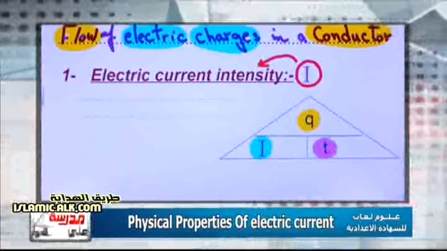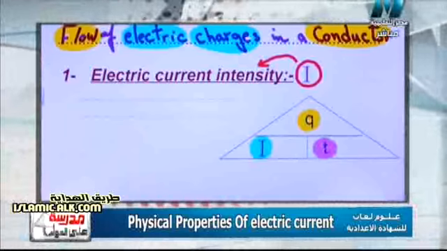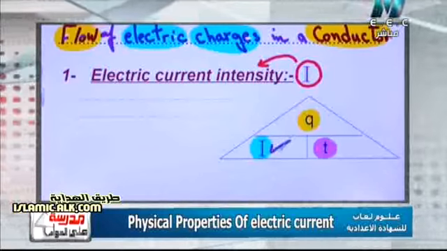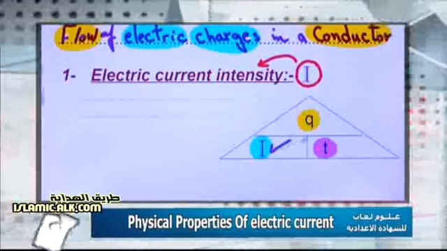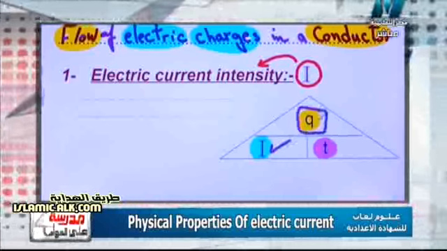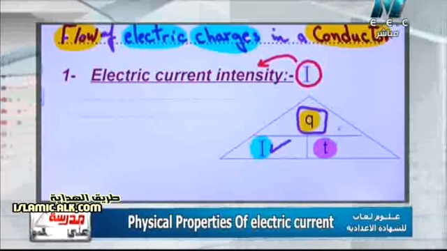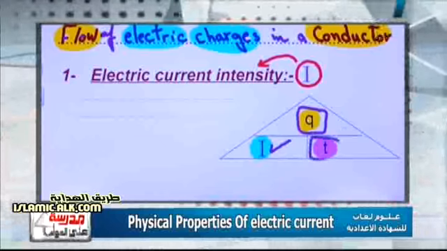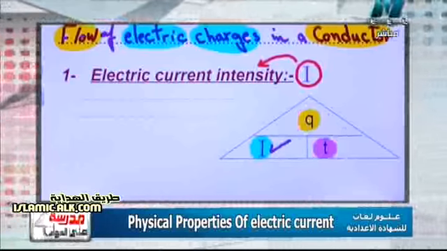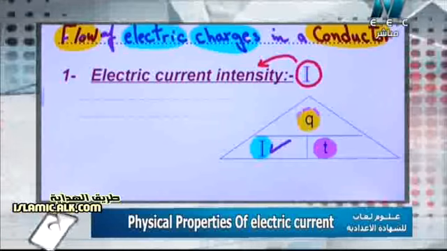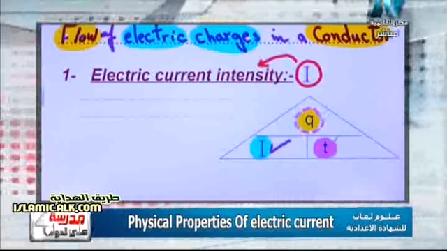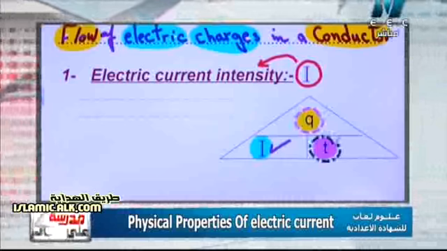So what is meant by electric current intensity? Here we ask about the electric current intensity. It is the quantity of electric charge passing in 1 second. Again, electric current intensity is the quantity of electric charge passing through in 1 second, or the time unit.